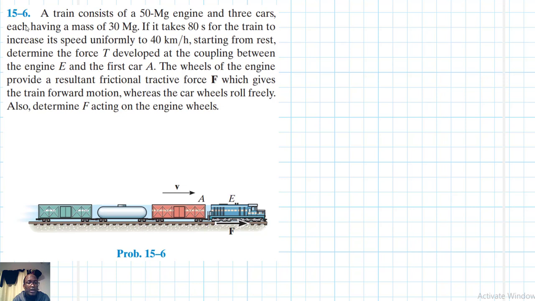The wheels of the engine provide a resultant frictional tractive force F, which gives the train forward motion, whereas the car wheels roll freely. Also determine F acting on the engine wheels. This problem is coming from Engineering Mechanics and Dynamics, 14th edition by R.C. Hibbeler.